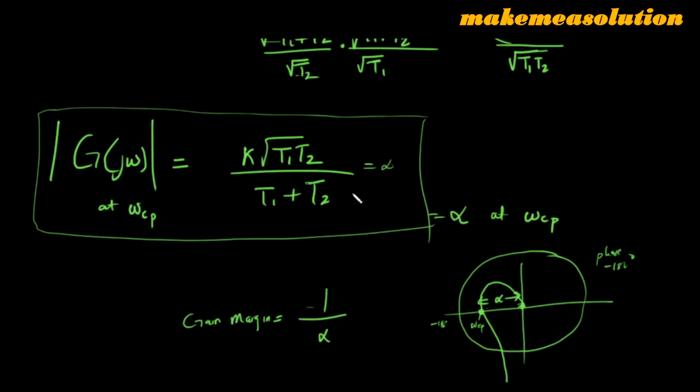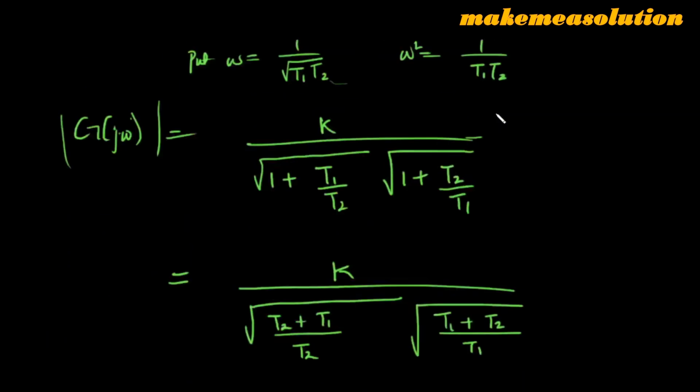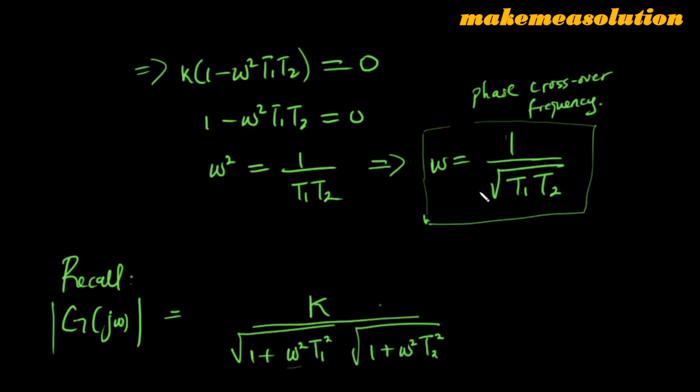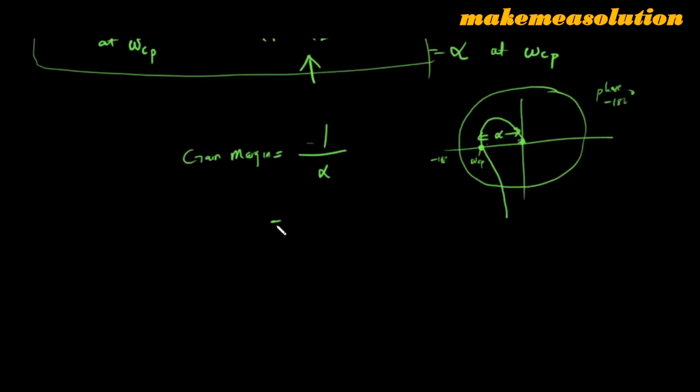So if you're asked to calculate gain margin, remember the steps: first of all, you need to calculate the phase crossover frequency, which is this one. After calculating the phase crossover frequency, you now calculate this value of alpha, which is this one. Then you take the reciprocal and your gain margin is 20 log of the reciprocal. That's how you get your gain margin. So this is the importance of this calculation.